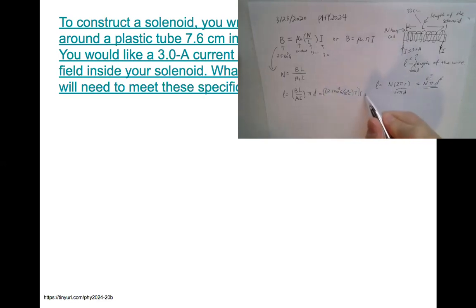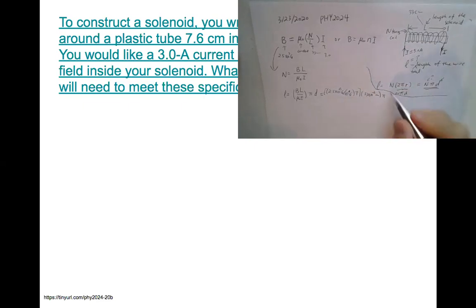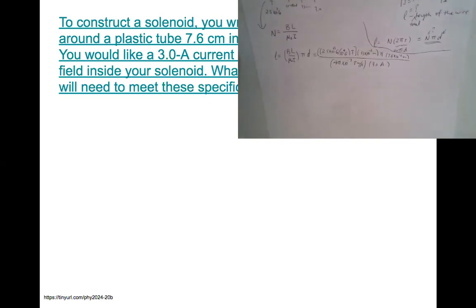Times the L, 33 centimeters. So you want to convert it into meters. Then multiply by pi, multiply by the diameter. Let me just draw a line here. Times the diameter given as 7.6 times 10 to the minus 2 meters, divided by mu naught, which is equal to 4 pi times 10 to the minus 7 Tesla meter per amp, times I, 3.0 amps. So you're plugging all these numbers in here.